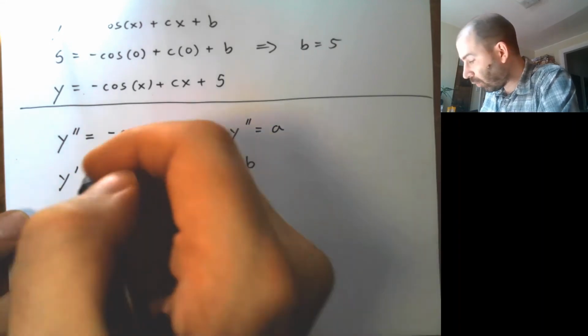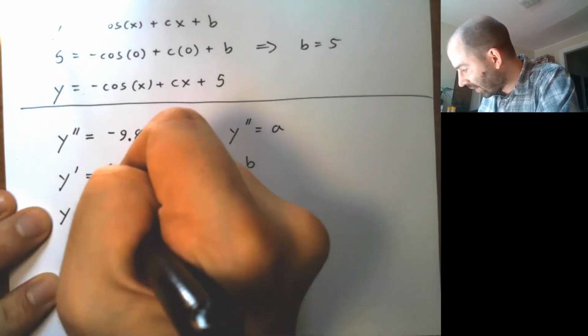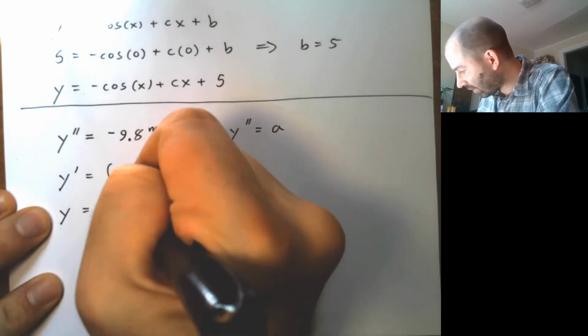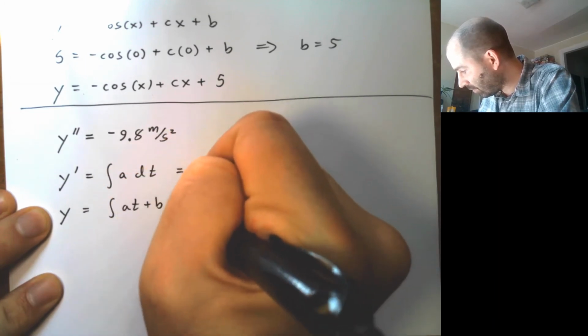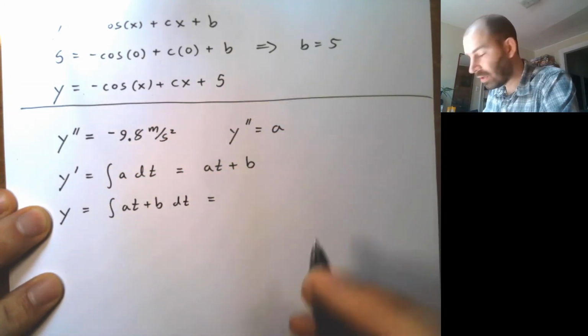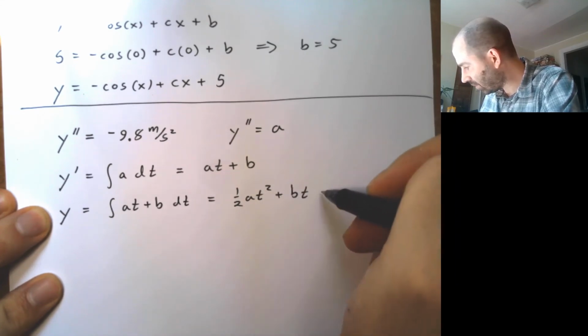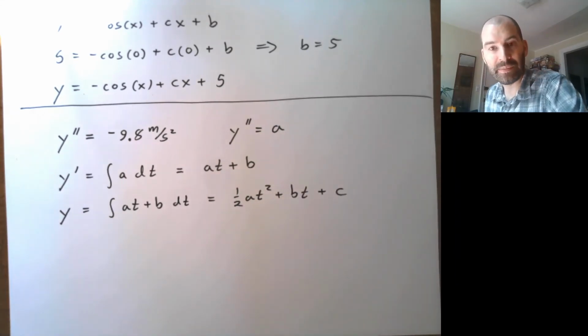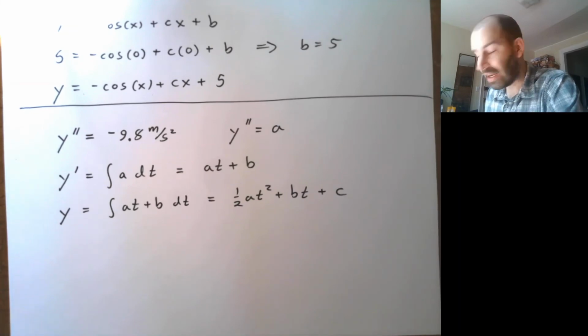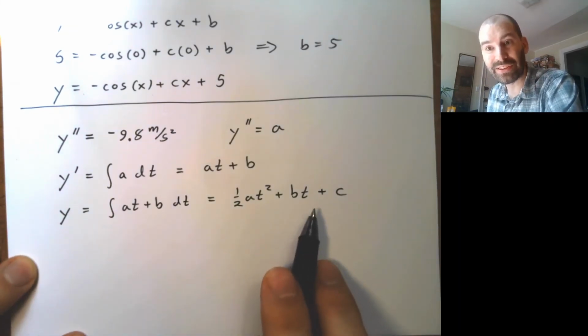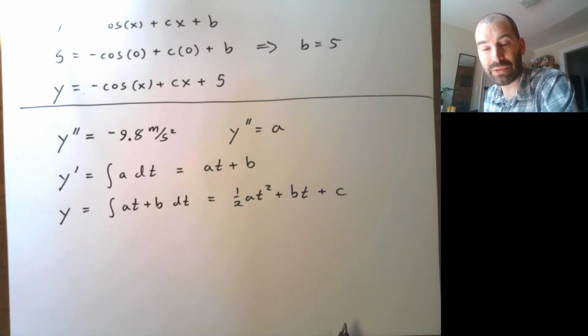And now I can find y. y is the antiderivative of y prime, so it's the antiderivative of at plus b. So that's 1/2 at squared plus bt plus another constant, c. And if you've taken a physics class, this should look very familiar to you. This is exactly how you model the motion of an object thrown into the air, and it all comes from this differential equation here.